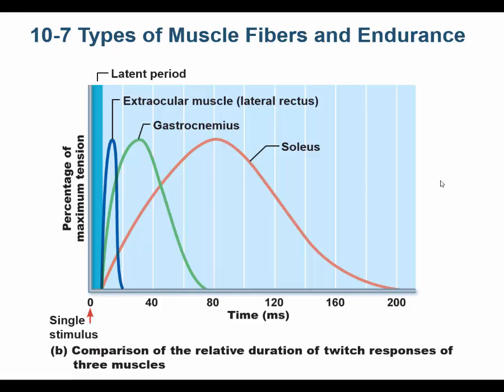You can see the twitches again. You can see the soleus muscle, for example, is a slow twitch fiber, whereas the gastrocnemius and the lateral rectus muscle of the eye, and other eye muscles, by the way, are fast twitch fibers.